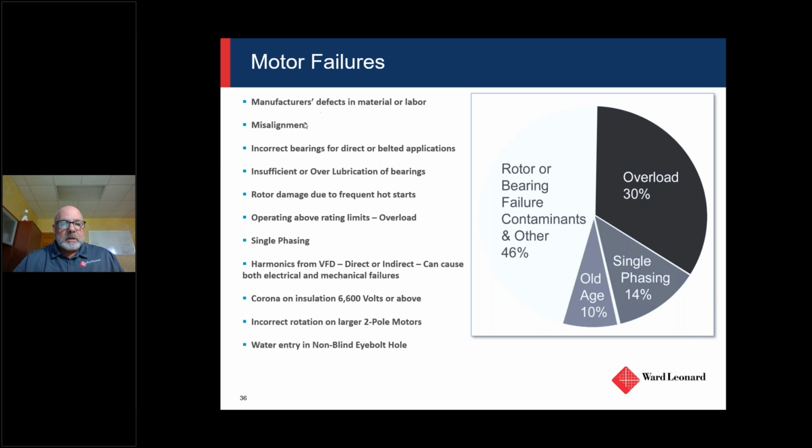So some of the things we see that come in: not everybody gets it right. Even the manufacturers have the ability to get it wrong, so we do see defects in material or labor. Misalignment's a big one. Misalignment will cause excessive vibration and heating issues that could affect the winding. Incorrect bearings are another: if you have a ball bearing on a cooling tower that's axially driven or has a side load, that's going to be a misapplication.